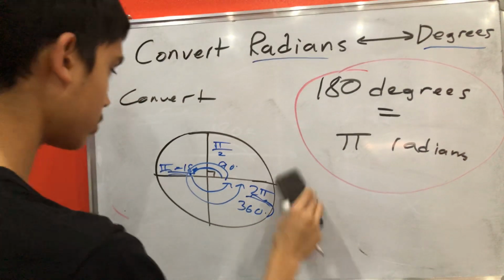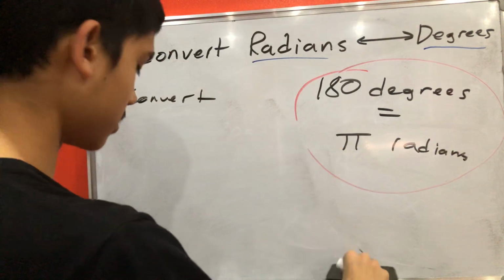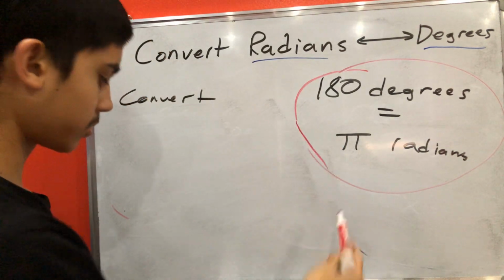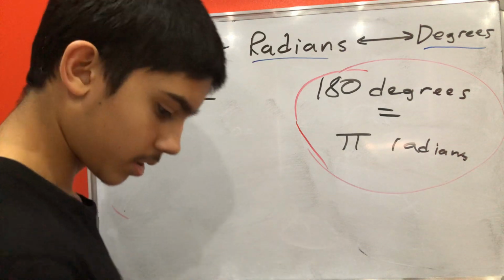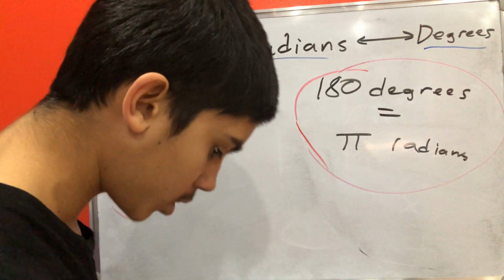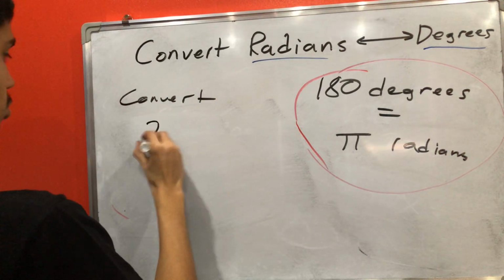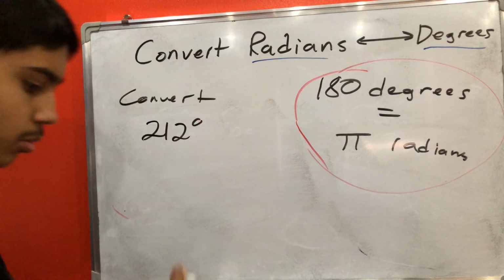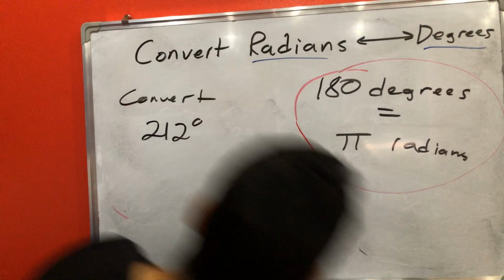Okay, let's just do a couple of examples. So this is the rule we remember. Only one thing we have to remember, nothing else. And okay, let's look at examples. So 212 degrees. Convert 212 degrees to radians. So how do we do this?